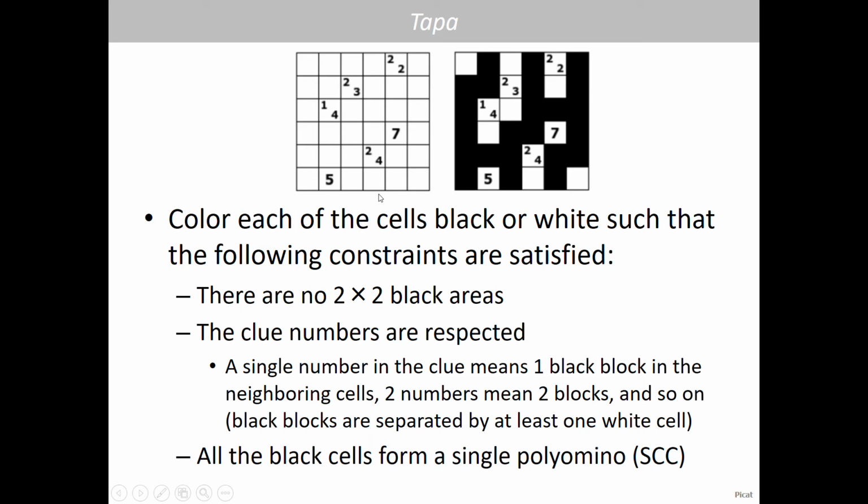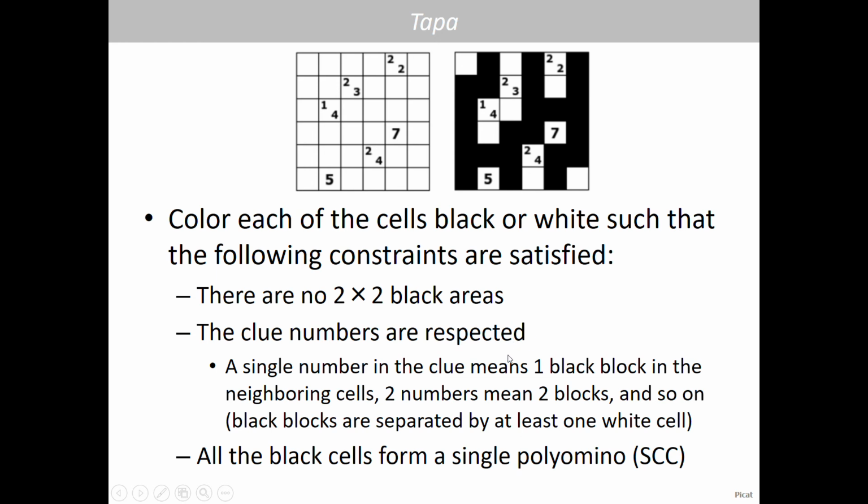The surrounding cells are considered neighbors, including the corner, the diagonal neighbors. And 2 numbers mean 2 blocks. The blocks must be separated by at least 1 cell. So here is a solution, and also all the black cells form a single polyomino. That means all the black cells are connected.